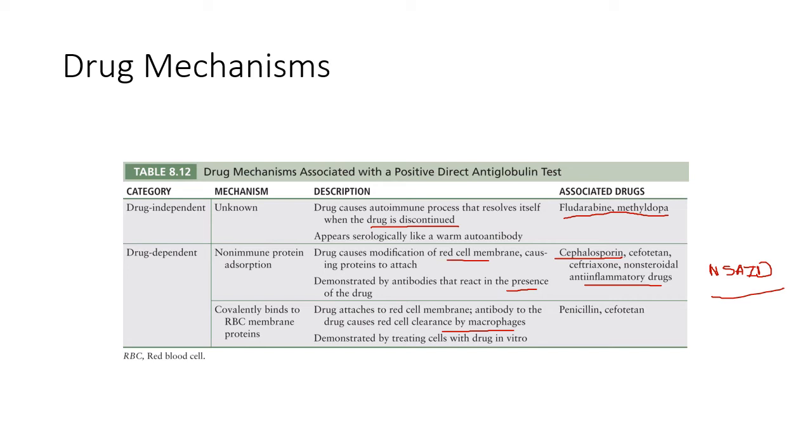Okay, so then you have penicillin, cephalothin. These are some drugs that can be rather common that could give a person a false positive, meaning you would think they would have a warm autoantibody, but it really is a drug-induced autoantibody.